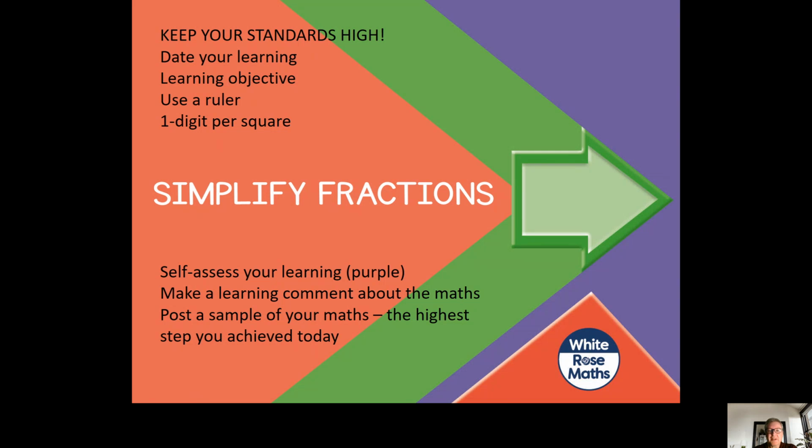Make sure that you're self-assessing your learning using a purple pen if you have one. If you don't have a purple, use something other than your pencil colour. Make a learning comment. The learning comment is about the maths. So remember, it's not so much about, I enjoyed this, I found this hard. What you want to do is talk about what were you successful at? What did you find a little bit harder? What did you try in order to tackle that? And what might you need help with?